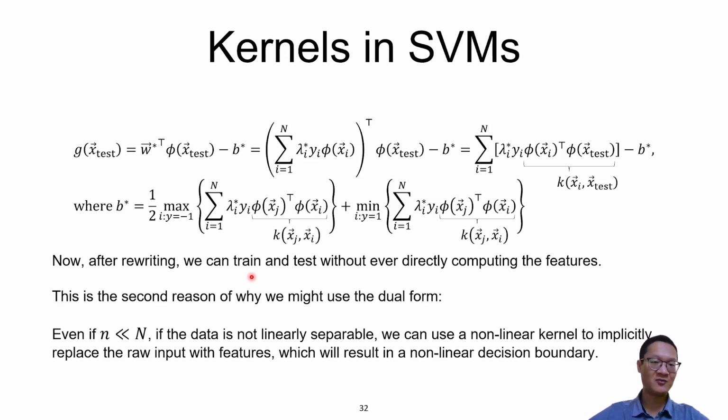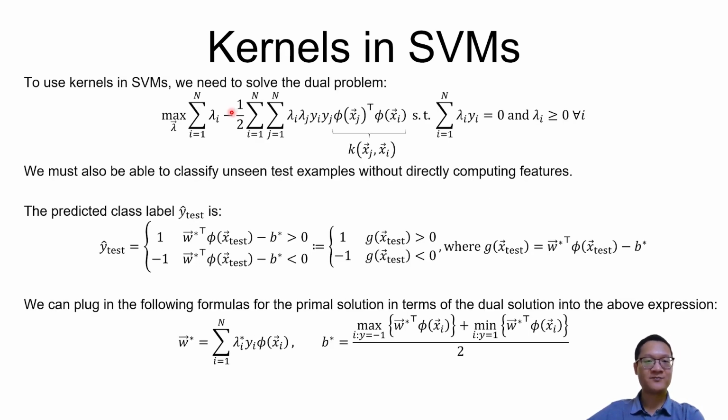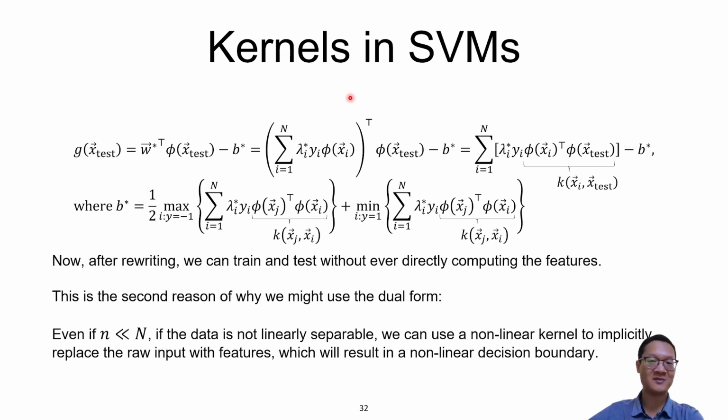And this is actually why we might want to use the dual form. It basically makes using features very computationally efficient. It can even allow us to have infinite dimensional features. That's because even during the training, we can use the kernel trick. This is not true with the primal problem, actually. You can kind of go back and look.